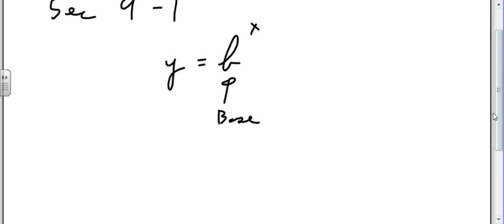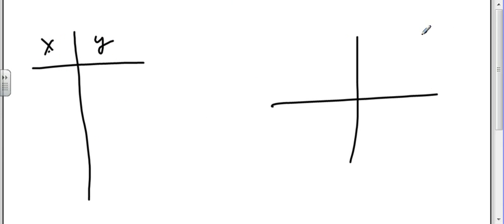So the issue is, how are we going to graph functions that are in the form y is equal to b to the x? Well, the way we do that is we make up a table, and we say x is this, y is that. We find points on it, and then we go and draw the curve. All right, so that's the plan. And we'll start with number 23.